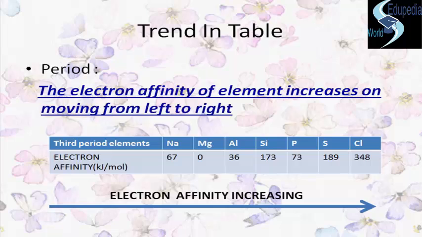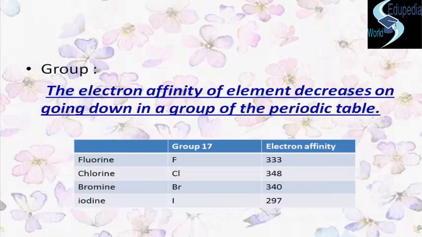So now let's understand the variation in the group, as the electron affinity of the element decreases on going down in a group of the modern periodic table. We have taken the example of halogens, that is group 17, with fluorine, chlorine, bromine and iodine, with respective electron affinities of 333 kilojoules per mole, 348 kilojoules per mole, 340 kilojoules per mole and 297 kilojoules per mole.